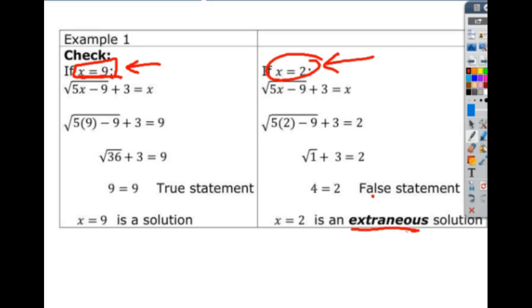That's what happens a lot on these kinds of problems. You get one solution and one extraneous. Sometimes they can both be solutions, though. The only way you know is to check. Sometimes they can both be extraneous. But a lot of the time, you have one of each.